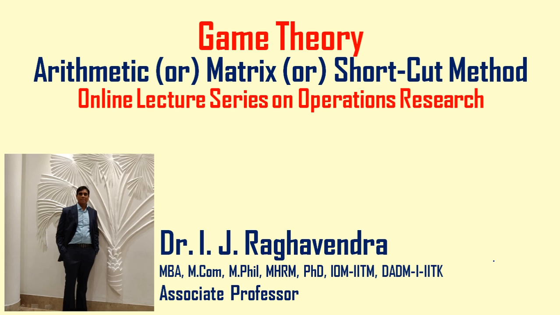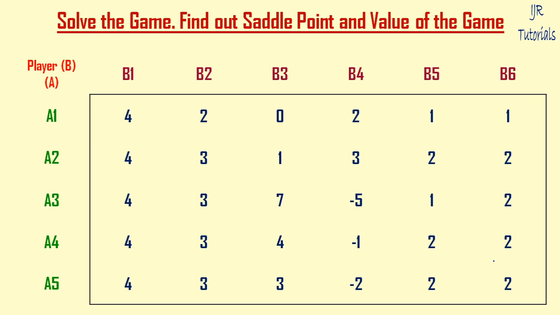So today we are going to discuss the arithmetic method of game theory. Let us start with one problem. Here the problem consists of two players and a 5 by 6 matrix. That is, A is following 5 strategies and B is following 6 strategies. Let us check whether this game has a value of the game or a saddle point.